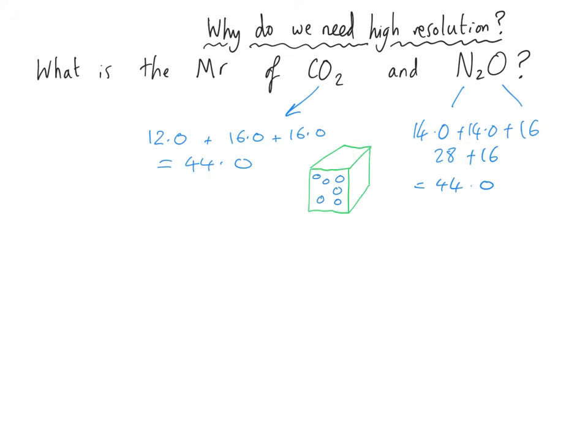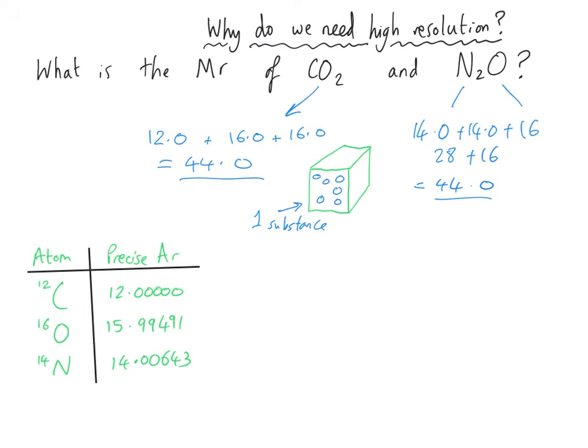And so if we had a container, like this one here, full of particles of a gas, and then we analysed them using a low resolution mass spectrometer, we might think that there was only one substance in there because we would find an MR of 44, so an m/z of 44 would be detected, and both of these substances have got an MR of 44. So we would think that there is only one substance in this sample.